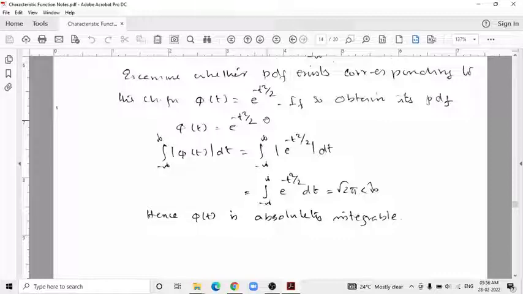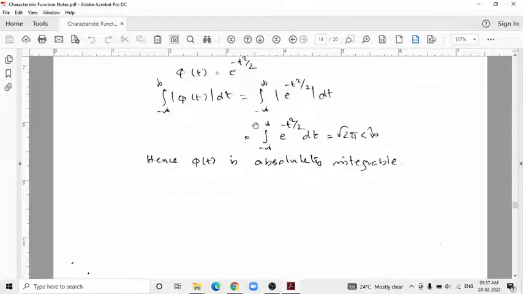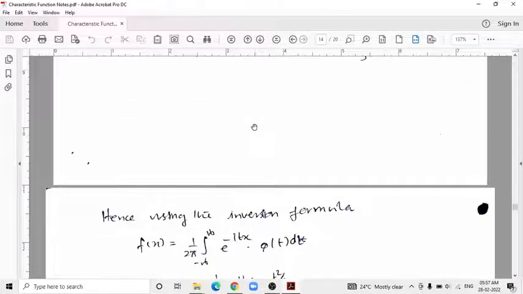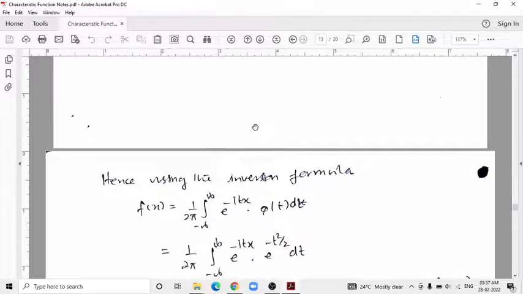We have its value root 2 pi, because in standard normal distribution the equation is 1 by root 2 pi e raised to minus t square by 2, and as it is a proper probability distribution, the total integral from minus infinity to infinity must be 1, so the integral of e raised to minus t square by 2 dt will be equal to root 2 pi. So root 2 pi is a finite quantity, therefore modulus phi t is integrable, or phi t is absolutely integrable. So now we are using the inverting equation of density function from characteristic function.